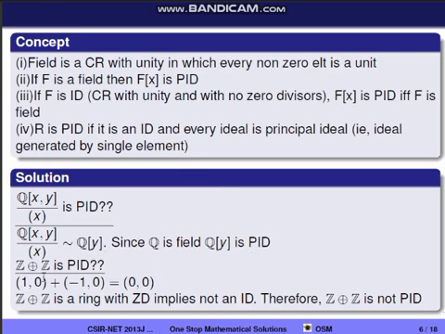Now we'll look at the second option, Z plus Z. We know that a PID should be an integral domain, but this set fails to be an integral domain. I am taking 2 elements from it, (1,0) and (0,1). When I multiply these both, I get 0. So Z plus Z is a ring with zero divisors. That means this ring is not an integral domain, therefore it cannot be a PID.